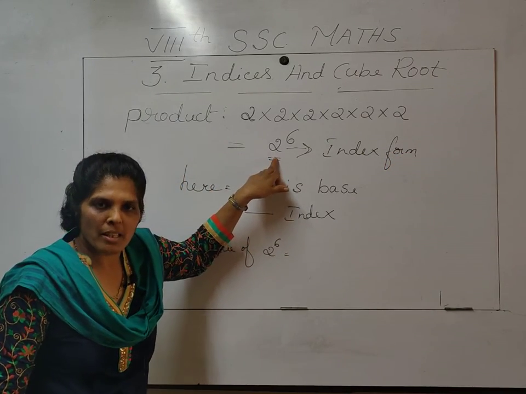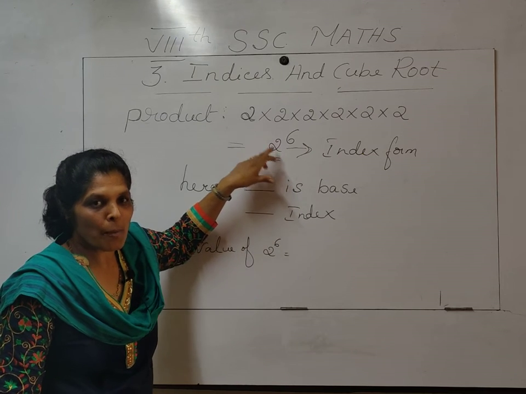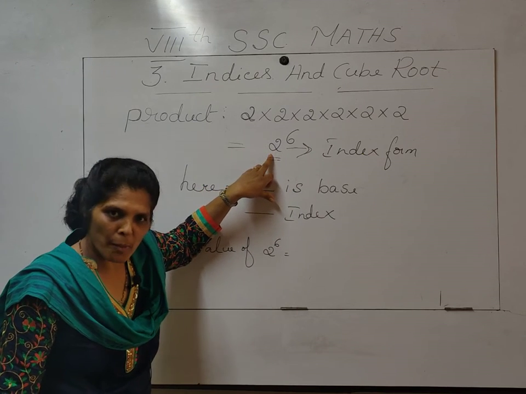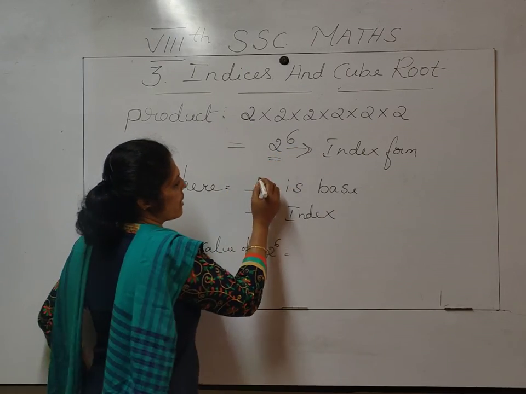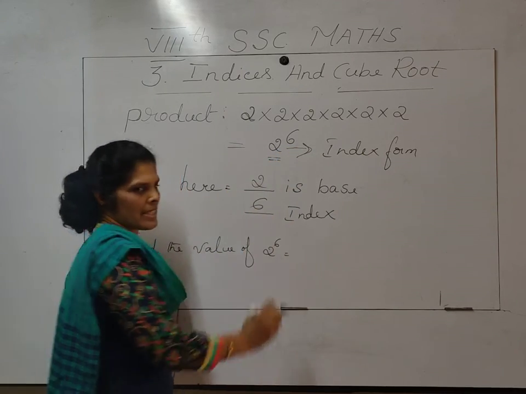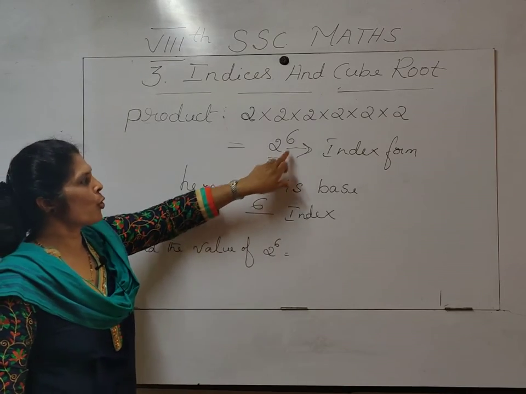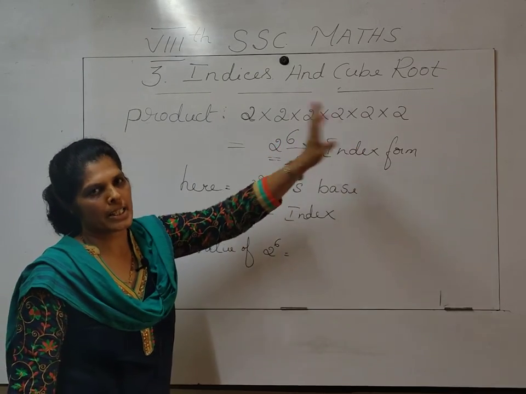Which is the base here? Base का मतलब पाँव. Base means नीचे का number is always the base and ऊपर का number is the index. So here 2 is the base and 6 is the index. So 2 to the power 6 is called index form.